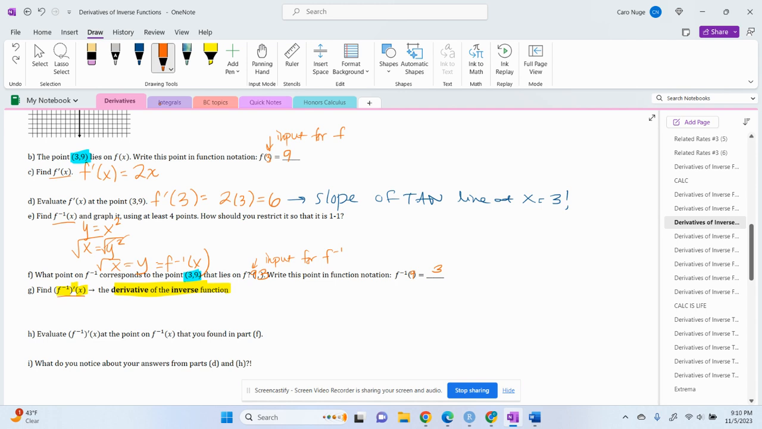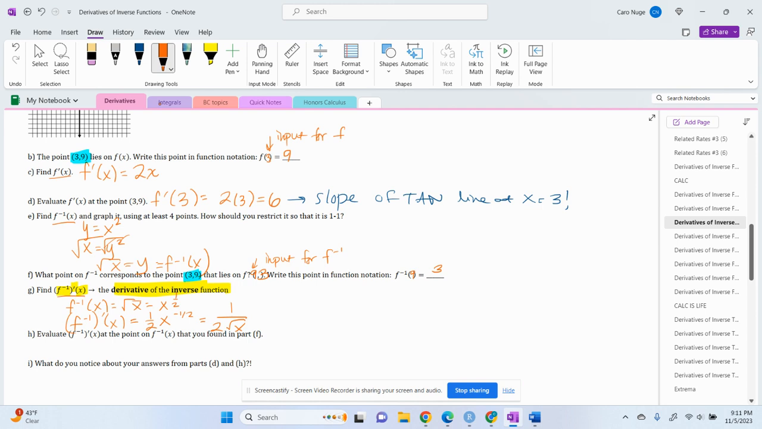So I want to find the derivative of that. Okay, so f inverse of x was the square root of x, which is x to the 1/2. Now let's do the derivative, f inverse prime of x. Well, I know how to do the derivative of the square root of x. That's not really anything new here. That'd be 1 over 2 square root of x.